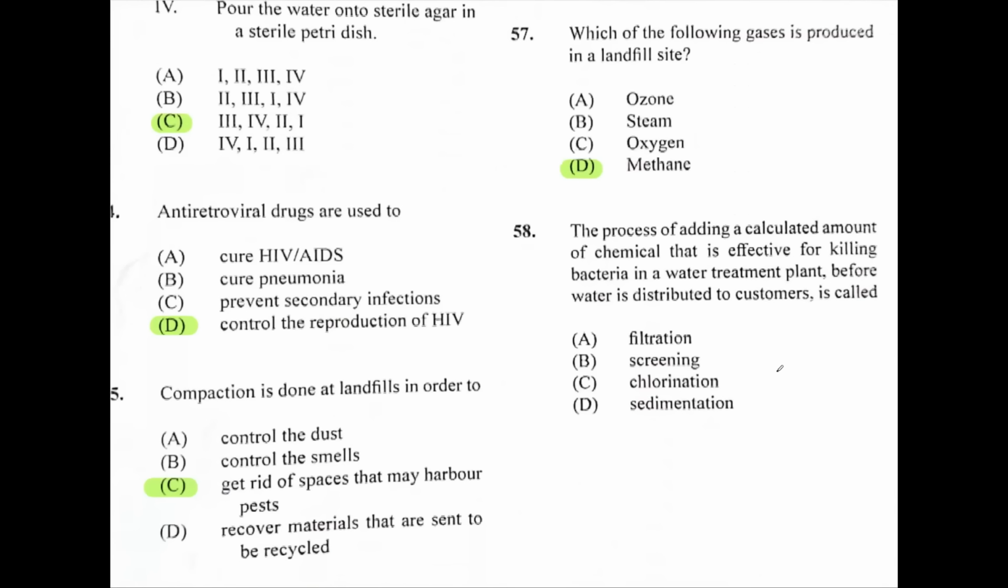For 58, the process of adding a calculated amount of chemical that is effective for killing bacteria in a water treatment plant before water is distributed to customers is called chlorination. So 58 is C.